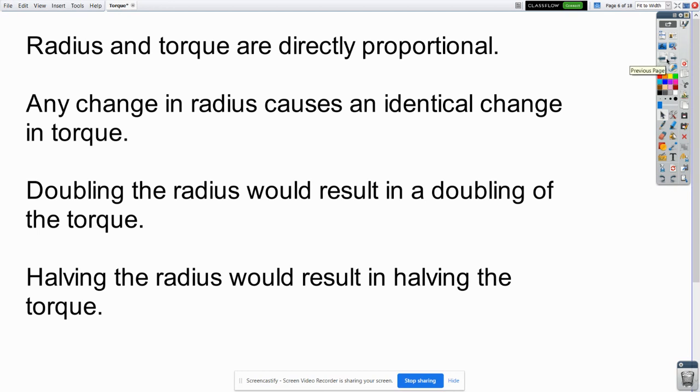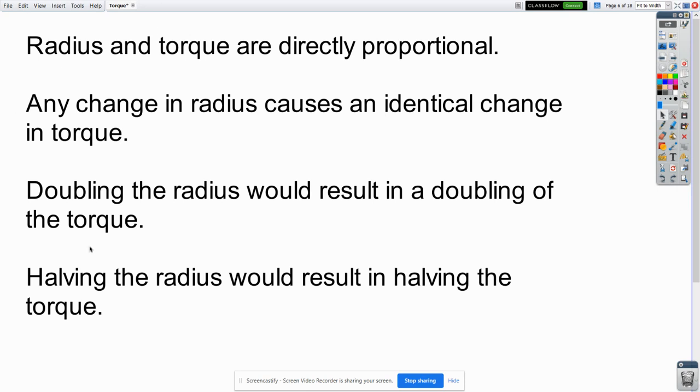Radius and torque are also directly proportional. Again, any change in radius causes an identical change in torque. So if you double the radius, which is basically the distance between where the torque's applied and where the force is applied, if you double that radius, you would double the torque. So if you doubled the length of your wrench, you would double the torque that's being applied to the nut or the bolt. This is why torque wrenches tend to be rather long wrenches. If you cut that radius in half, in other words, use a wrench that's only half as long, you would have half the amount of torque that's applied to the nut or the bolt.